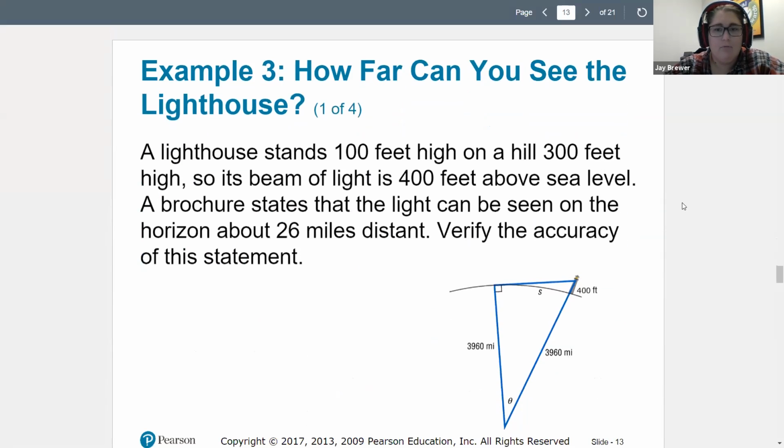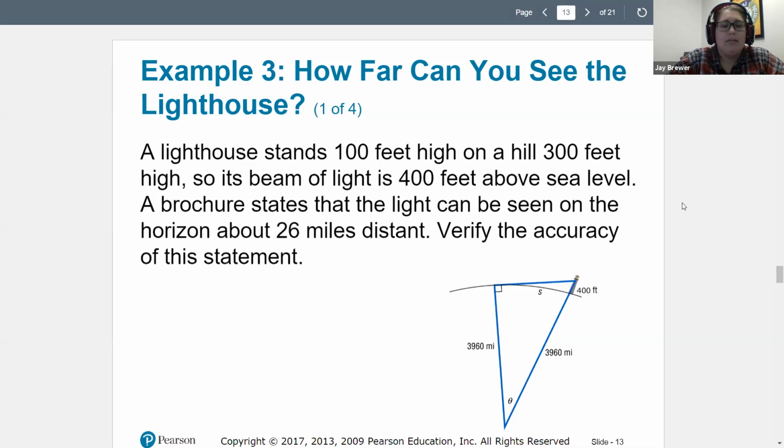Okay, so we're going to go ahead and move on to example 3, which talks about a lighthouse. This example I thought was kind of cool. I know that might make me sound dorky, but I just thought it was pretty neat. So not only do we have to find the mileage, but we have to find it kind of twice. So let's just take a look at it real quick.